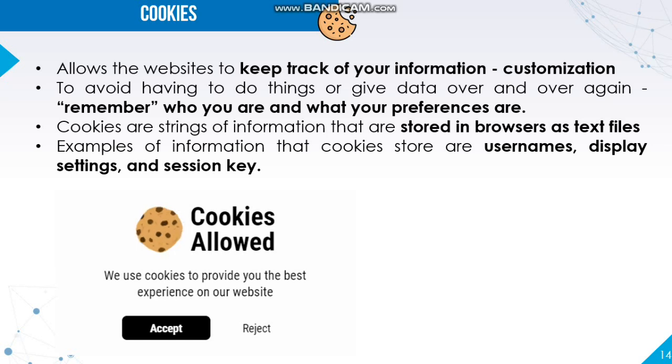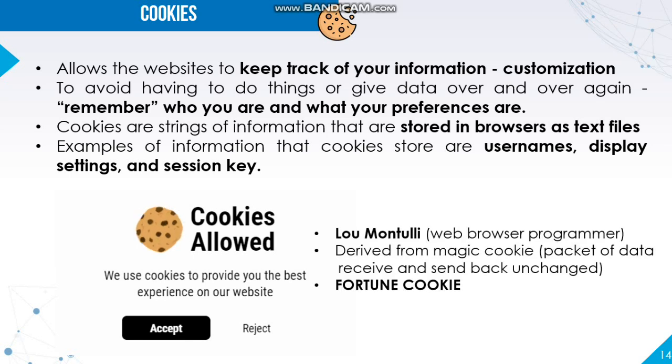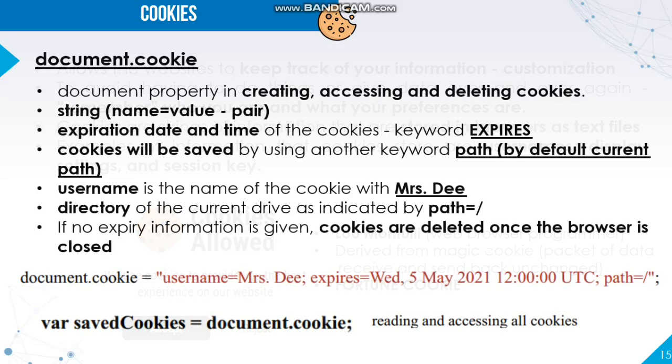Cookies are actually strings of information that are stored in the browser as a text file, for example, your username, your display setting, and even your session key. Cookies were developed by Lou Montulli, a web browser programmer, and he derived the name from the fortune cookie. This magic cookie is a packet of data that is received and sent back unchanged from our users. So how can we implement cookies in our browsers?